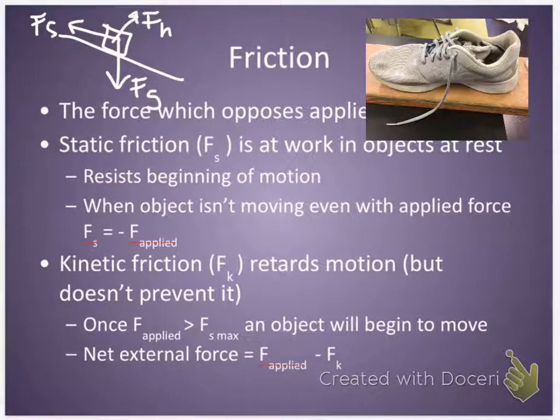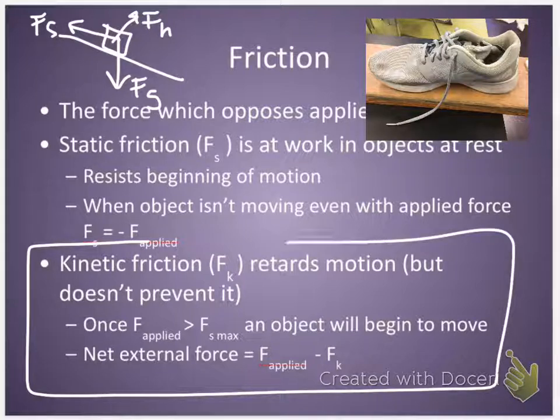Now, kinetic friction, F sub K, is the other kind of friction that we talk about. It retards motion. It slows motion down. It acts in opposition to motion, but it doesn't prevent it. Is it easier to get something moving or keep it moving? Keep it moving, by far.